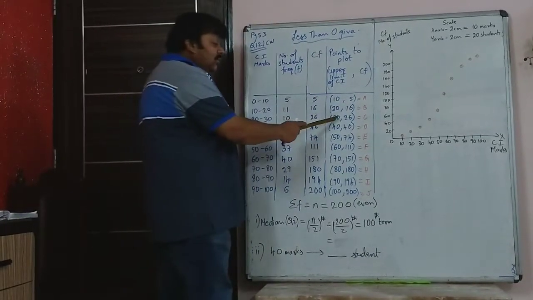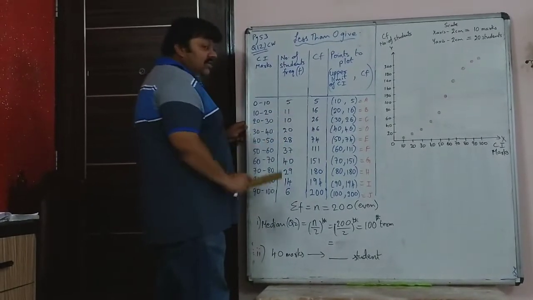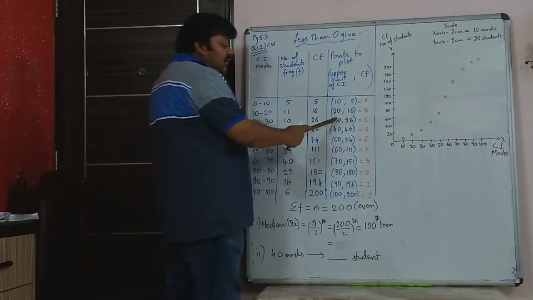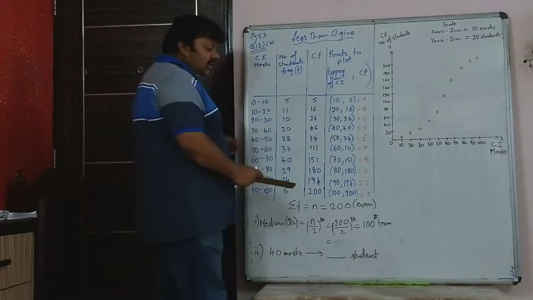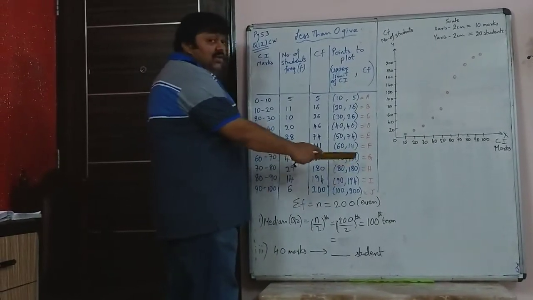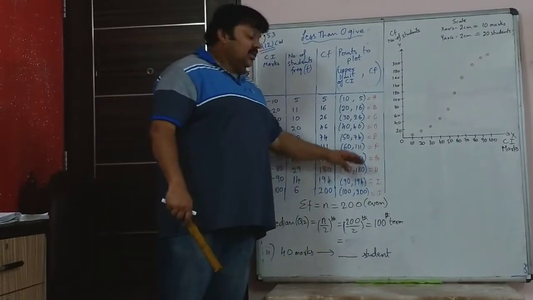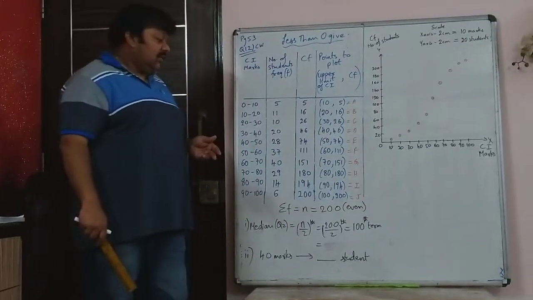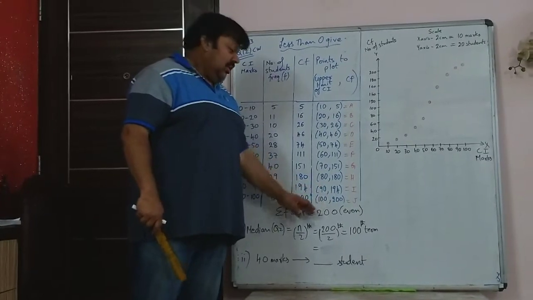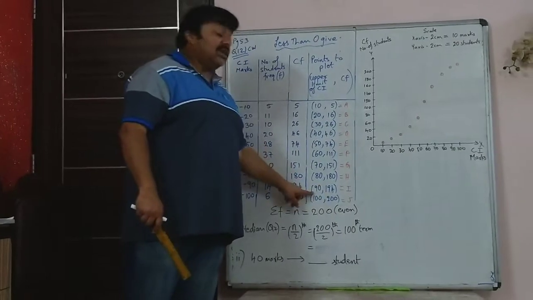Same way, less than 30 marks, it is not just this 10, but 10, 11 and 5. That is 26. So less than 30 marks, 26 students. Similarly, less than 70 marks, 151 students got less than 70 marks. Less than 80 marks, 180 students. 194 students got less than 90 marks.